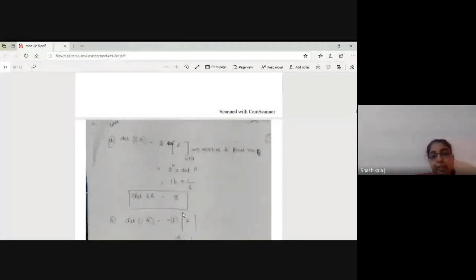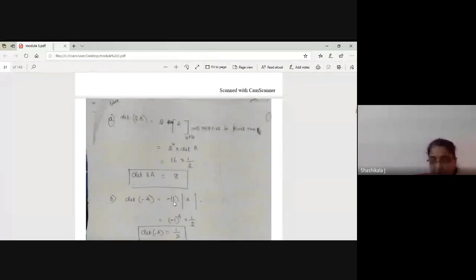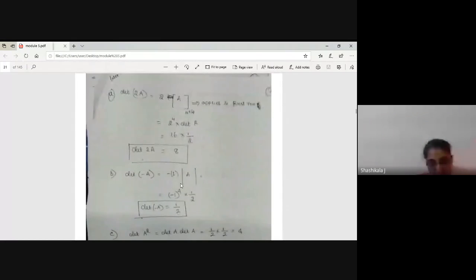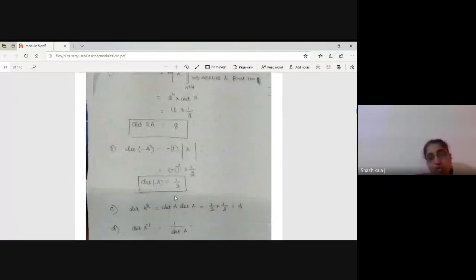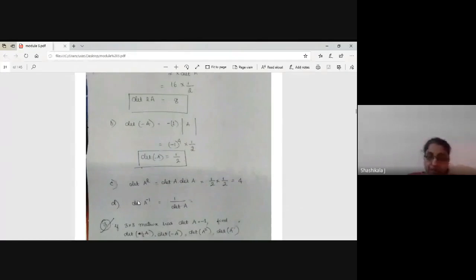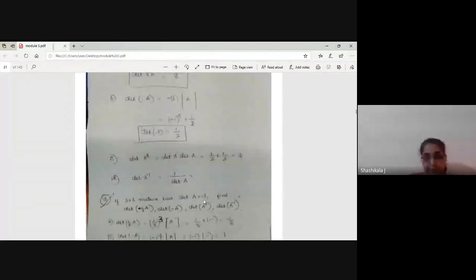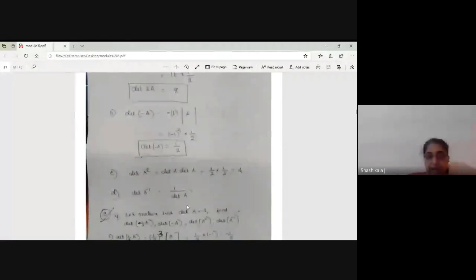Determinant of minus 1 into a. Here minus 1 I have taken from the first row or any row, but across the 4 columns. So it is minus 1 to the power of 4 into 1 by 2. And determinant a square is determinant a into determinant a, so it is 1 by 4. Determinant of a inverse is 1 by determinant of a. That you will calculate. Similarly, try to calculate this.